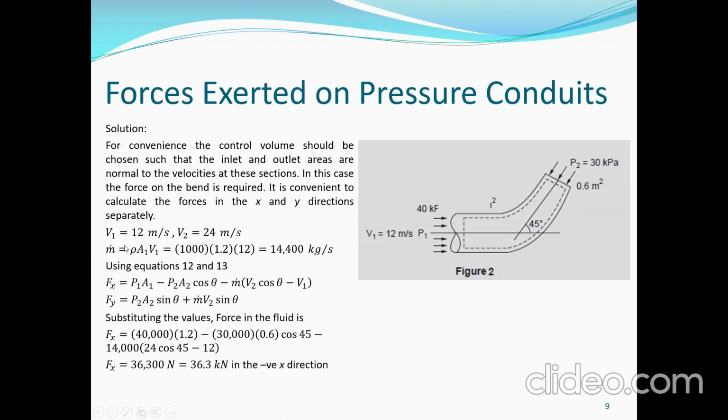So, given natin muna is V1 is 12 meters per second. V2 is 24 meters per second. Yung lumabas dito yung velocity V1. Ito naman V2. Yan yung velocity. Okay? Then, the mass flow rate is rho A1 V1 is 1,000 times 1.2 times 12 is 14,400 kilogram per second.